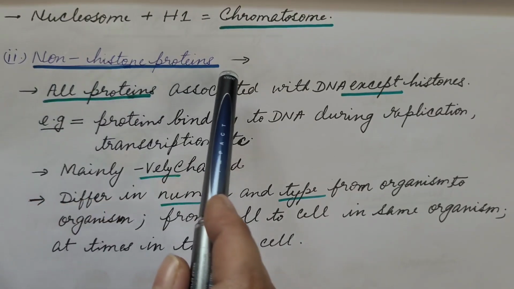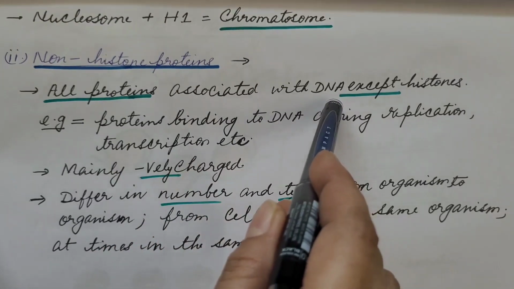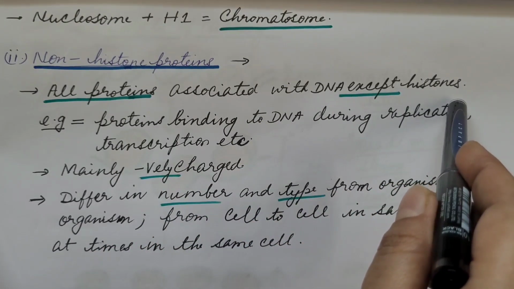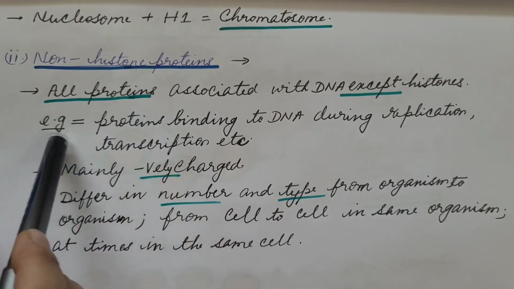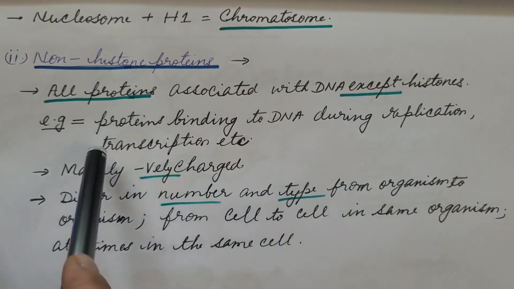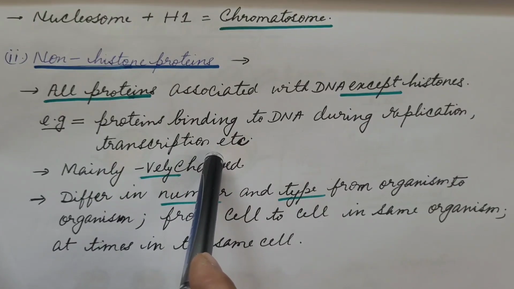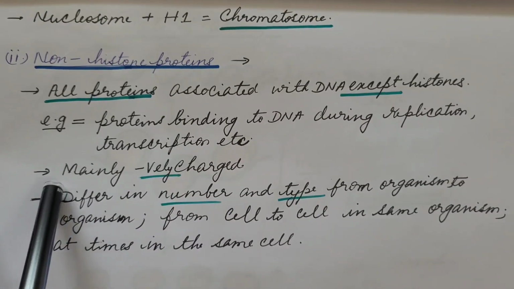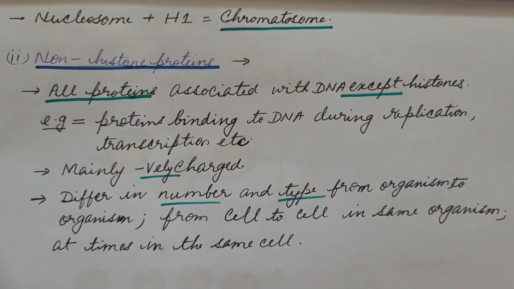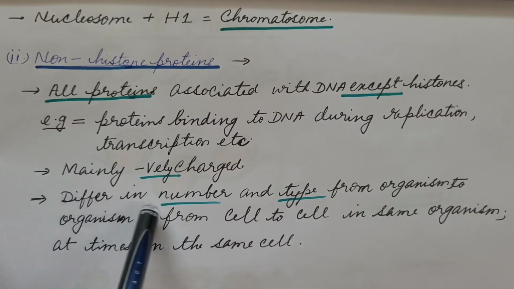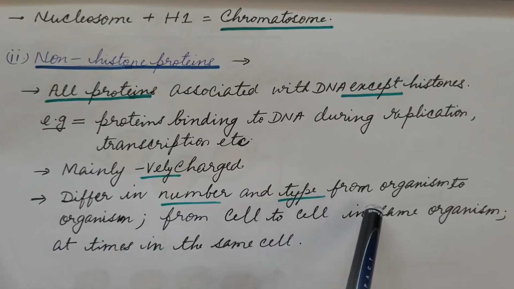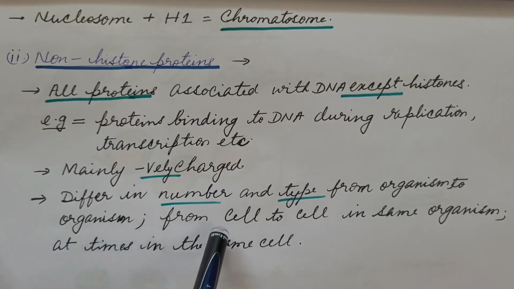Second is non-histone proteins. All proteins associated with DNA except histones are non-histone proteins. Examples are proteins binding to DNA during replication, transcription, recombination, repair, etc. These are mainly negatively charged, hence they bind to positively charged histone proteins. These differ in number and type from organism to organism, from cell to cell in the same organism, and sometimes they differ in the same cell.